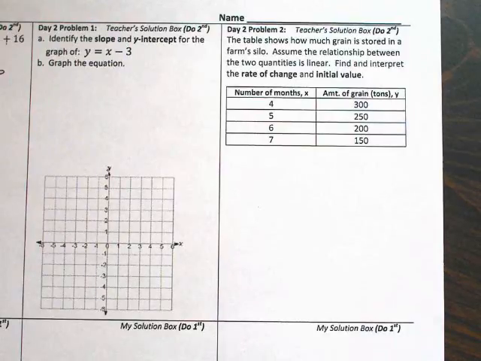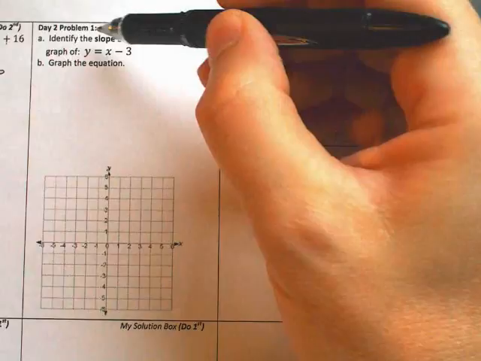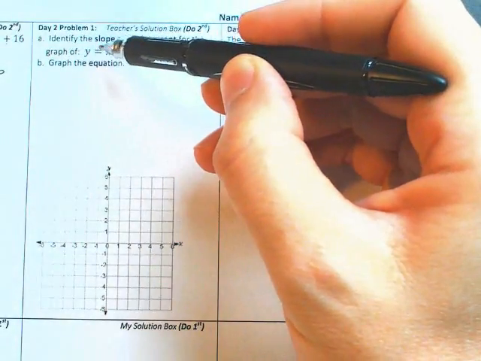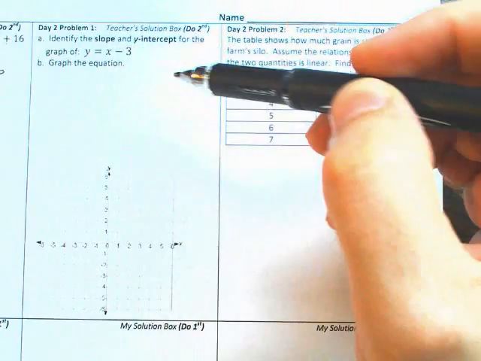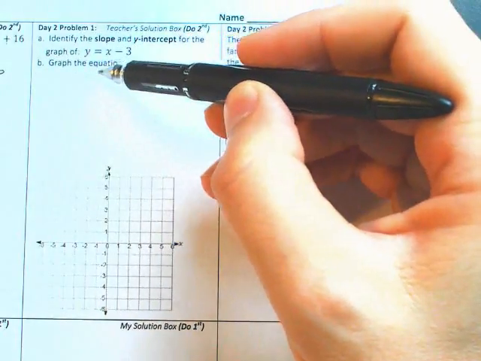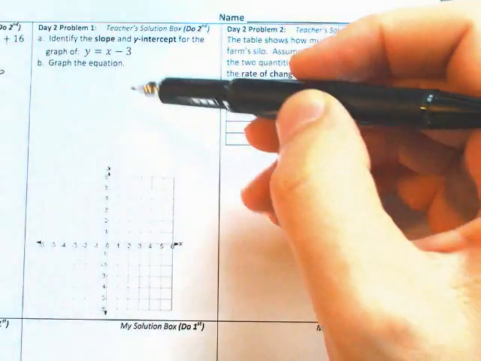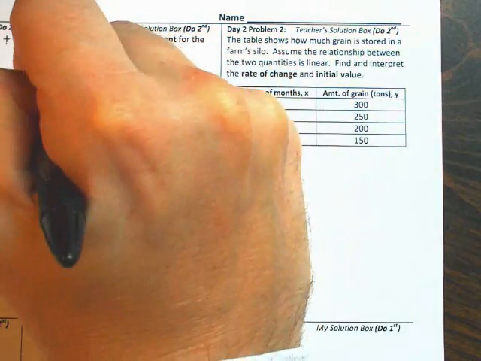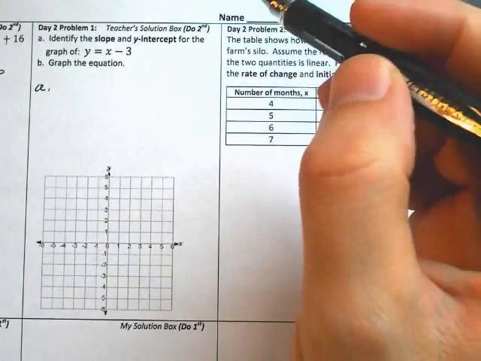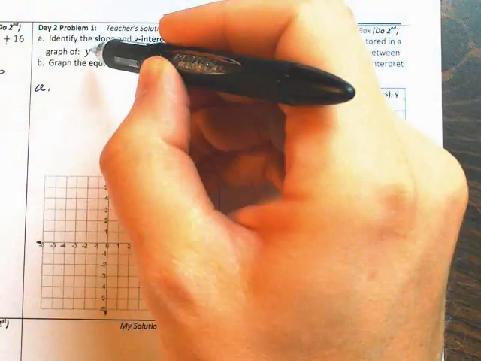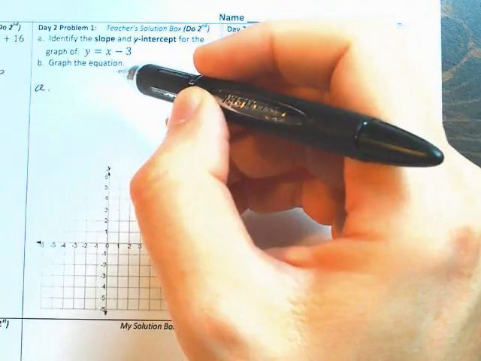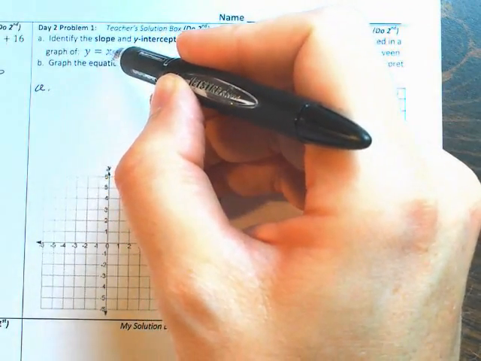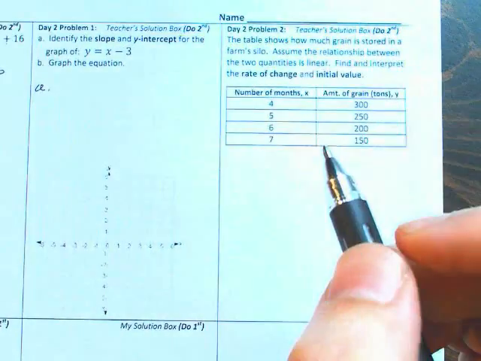Day 2, Problem 1. Part A, identify the slope and y-intercept for the graph of y = x - 3. And then Part B, graph the diagonal line that is the visual representation of this equation. Okay. So for Part A, if we want to figure out the slope of this equation, that means we need to find its rate of change. How is the value of y changing as the value of x increases by 1 unit?